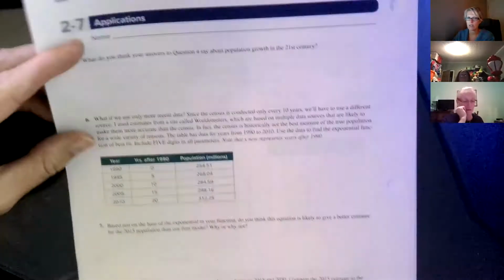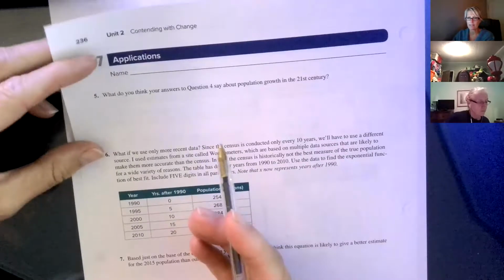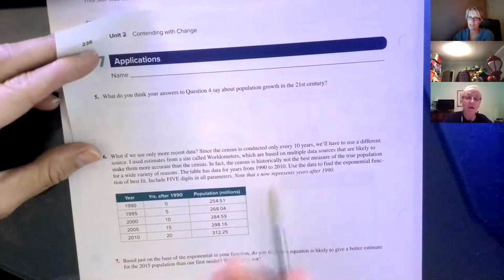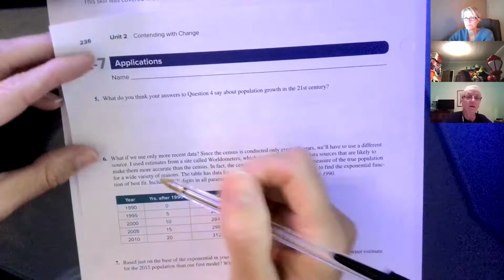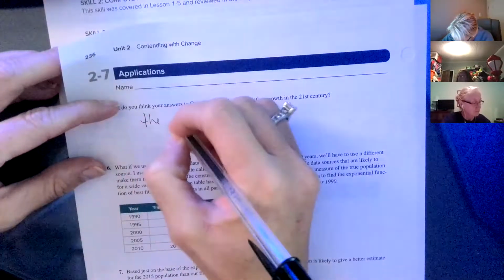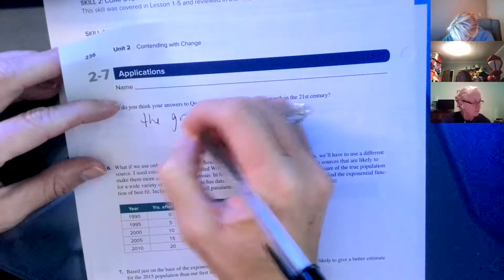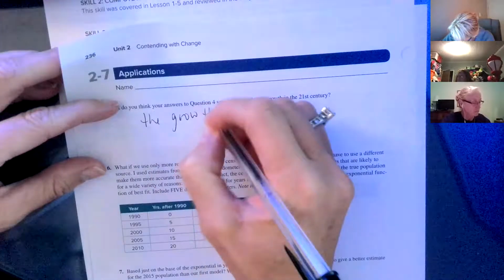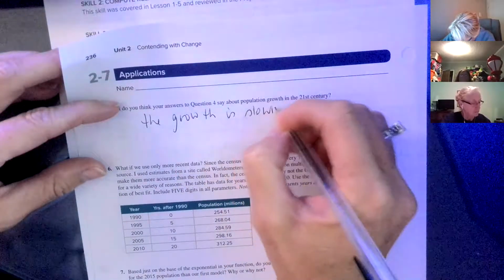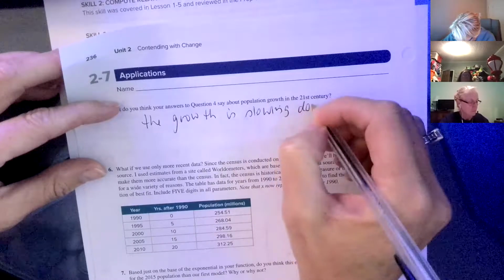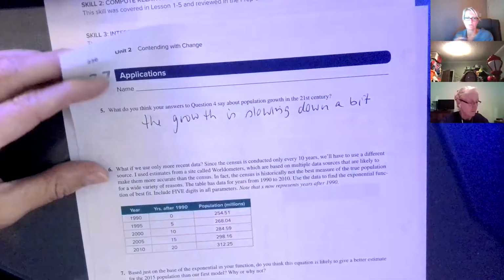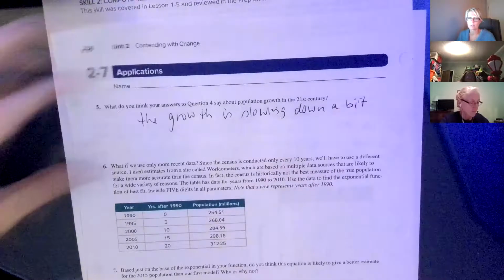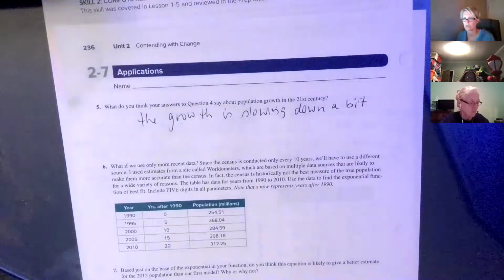So I would say it says it's actually slowing down. It's not still 1.3%, right? Because it didn't actually make that prediction. Okay. So I would say the growth is slowing down a bit. I definitely think it's less than the 1.3% that they had suggested at first.